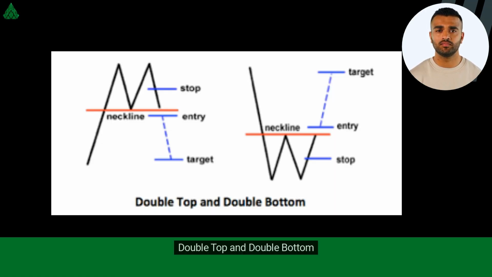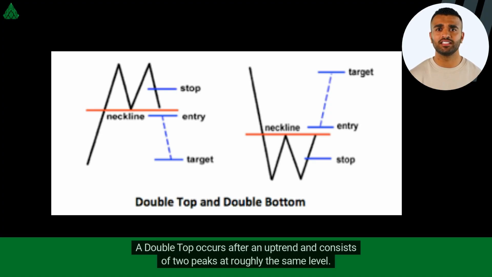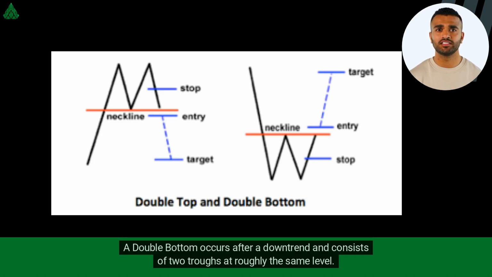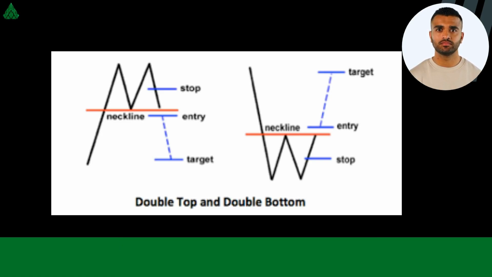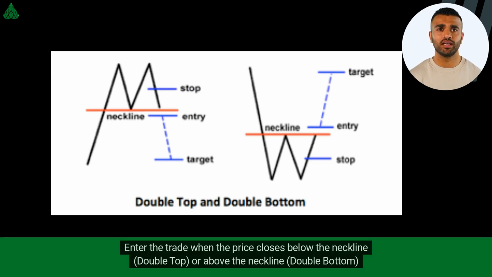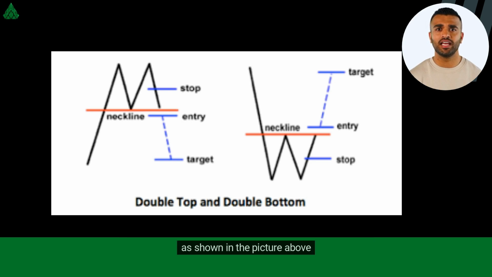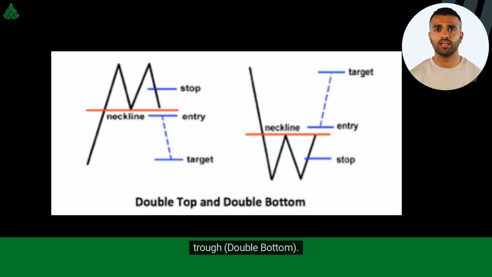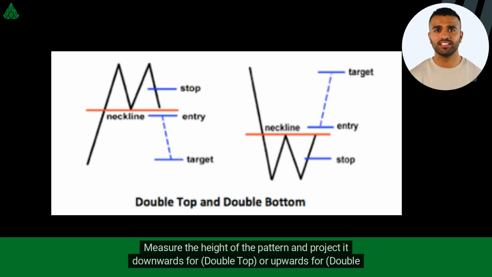Double top and double bottom. A double top occurs after an uptrend and consists of two peaks at roughly the same level. A double bottom occurs after a downtrend and consists of two troughs at roughly the same level. The pattern is confirmed when the price breaks below the neckline for double top or above the neckline for double bottom. Enter the trade when the price closes below the neckline, double top, or above the neckline, double bottom, as shown in the picture above. Place the stop loss halfway above the second peak for double top or halfway below the second trough, double bottom. Measure the height of the pattern and project it downwards for double top or upwards for double bottom.